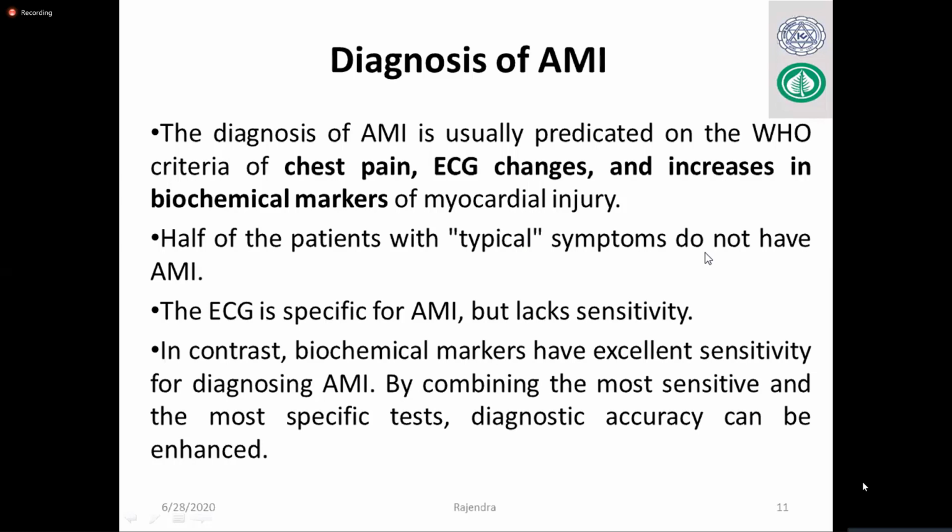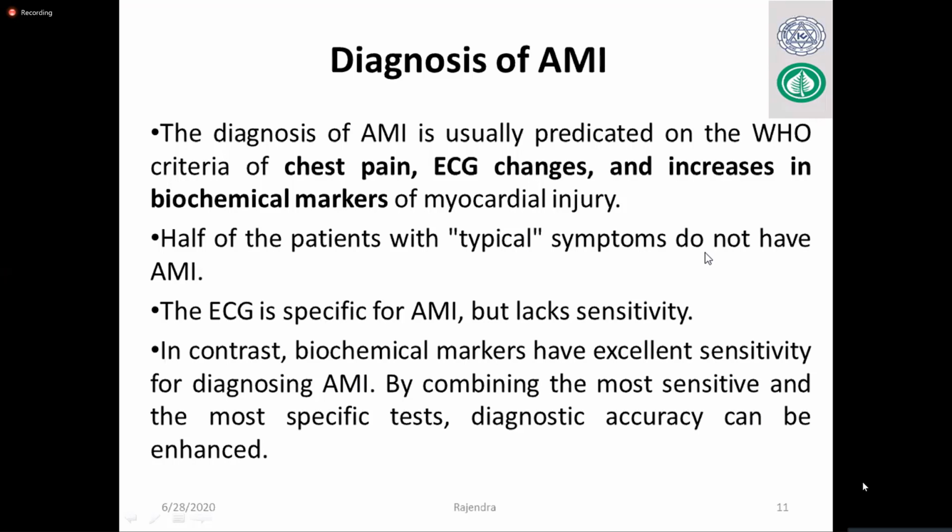And the ECG is specific for AMI but lacks sensitivity. Yes, ECG is very easy to do, and it's specific for the cardiac muscle, but it lacks sensitivity. That means it's not very sensitive. It's specific because ECG, electrocardiogram, is for the cardiac muscle only. But the sensitivity is very low. That means it's not very sensitive. It's difficult even to read.